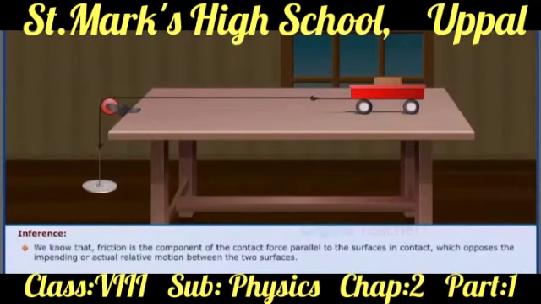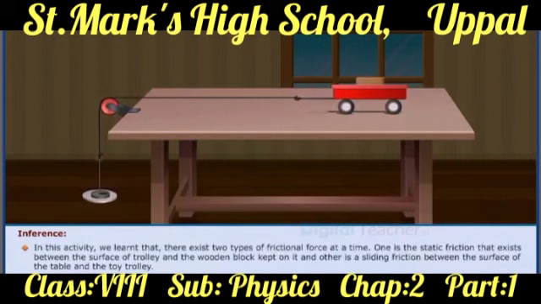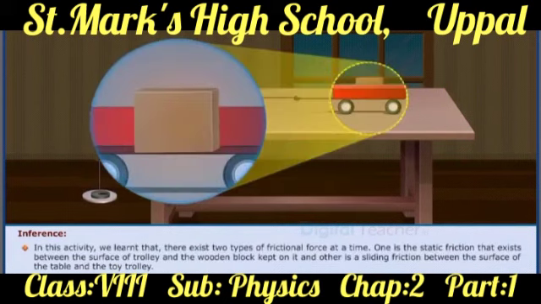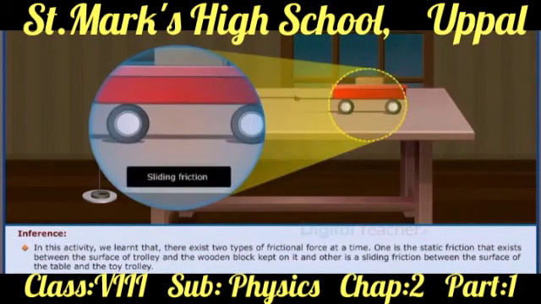We know that friction is the component of the contact force parallel to the surfaces in contact, which opposes the impending or actual relative motion between the two surfaces. In this activity, we learned that there exist two types of frictional force at a time. One is the static friction that exists between the surface of the trolley and the wooden block kept on it, and the other is a sliding friction between the surface of the table and the toy trolley.